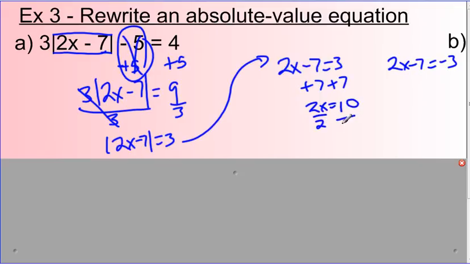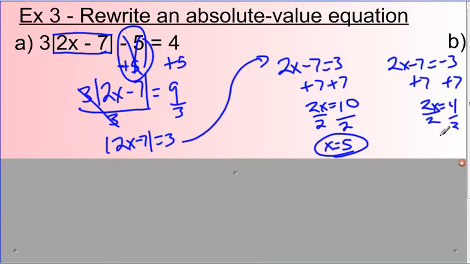divide by 2, x equals 5. Over here, add 7, 2x equals 4, divide by 2, x equals 2. That was a lot of work for one problem, but that's what has to be done here.